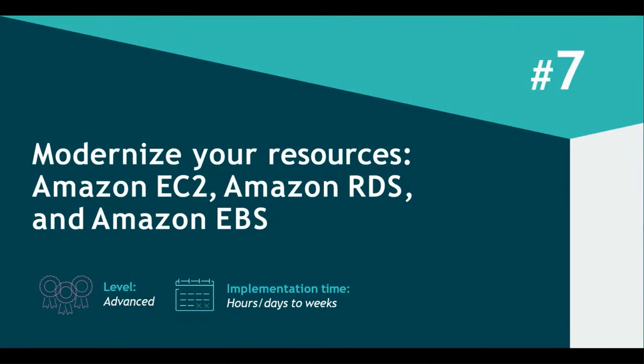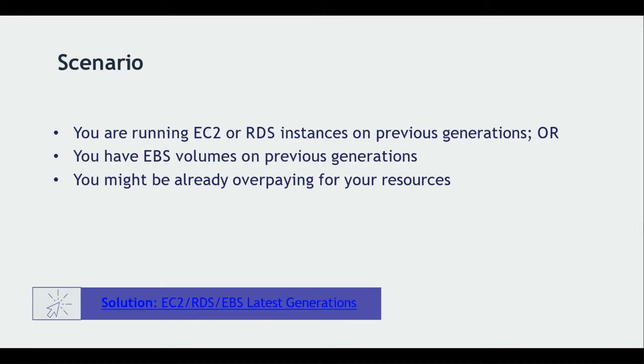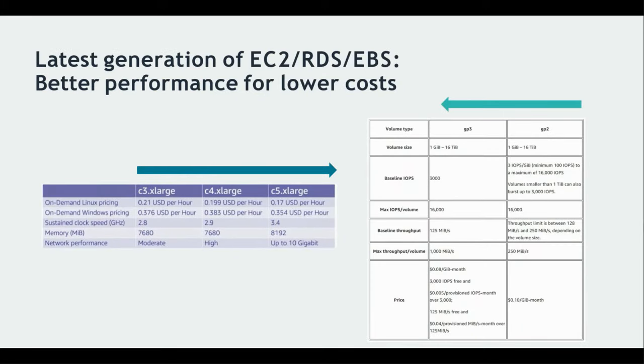Now, seventh approach: modernize your resources. Amazon EC2, Amazon RDS, and Amazon EBS, right? Now let's see the examples. So you are running EC2 and RDS instances on previous generation, or you have EBS volumes on previous generation. You might be already overpaying for your resources. People have misbelieved that moving to the next generation will cost them more. So it is not the right thing.